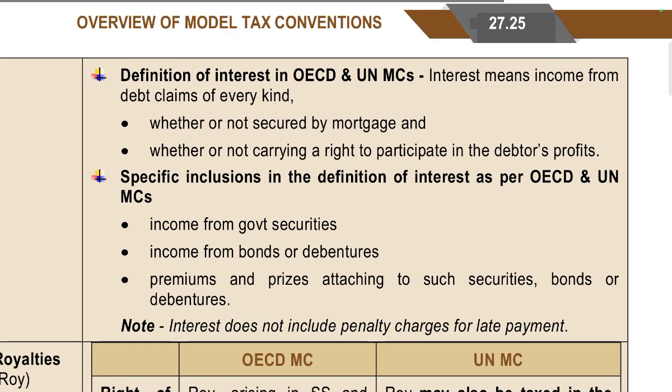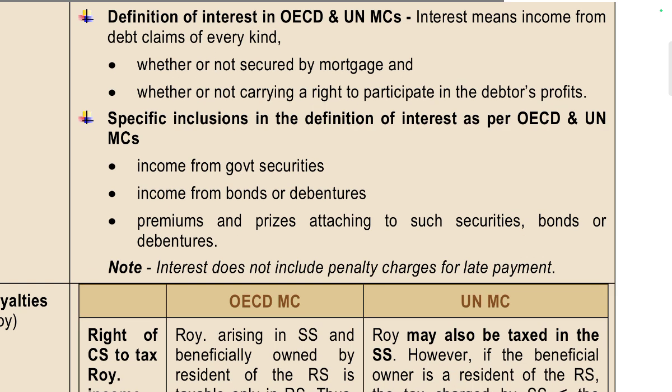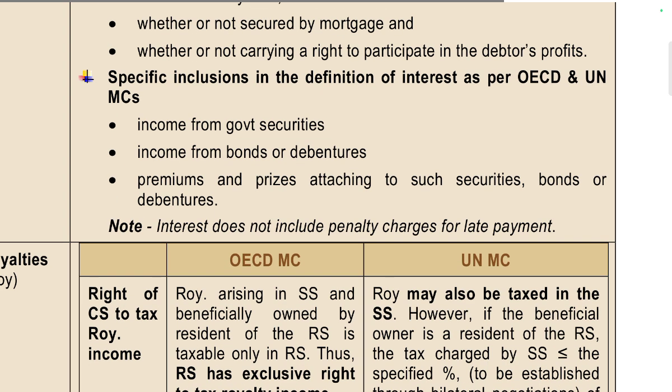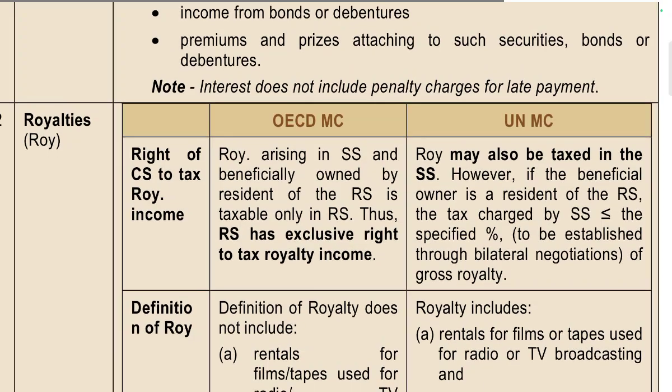Definition of interest in the OECD and UN models. Interest means income from debt claims of every kind, whether or not secured by a mortgage and whether or not carrying a right to participate in the debtor's profits. Specific inclusions in the definition of interest under the OECD and UN models are income from government securities, income from bonds and debentures, and premiums and prizes attaching to such securities, bonds and debentures. Interest does not include penalties charged for late payment.